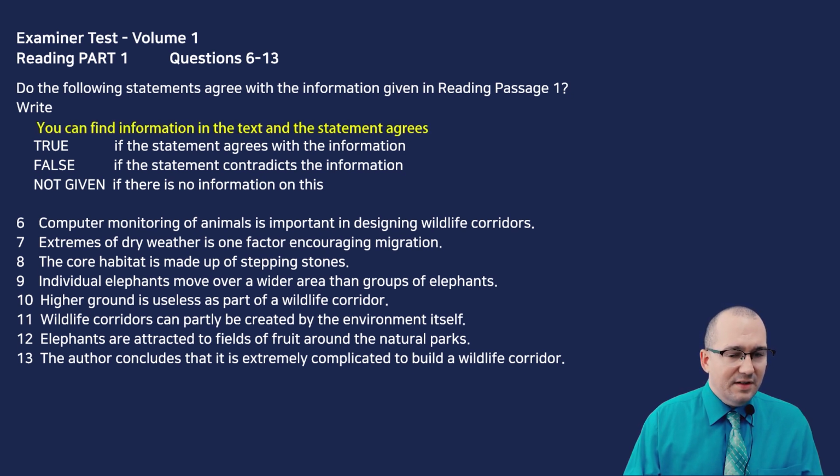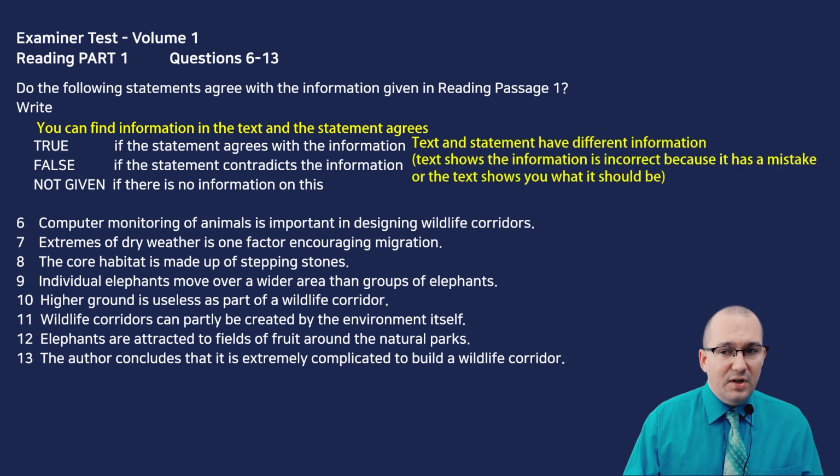They do give the answers here, but again, just to rephrase it a little bit, true means you can find the information in the text and the statement agrees, okay? It's kind of like what they give you on the test, but I just want to go into a little bit more detail. For false, the text and statement have different information, right? So the text shows the information is incorrect because it has a mistake, or the text shows you what it should be, okay? So that's the key thing for false.